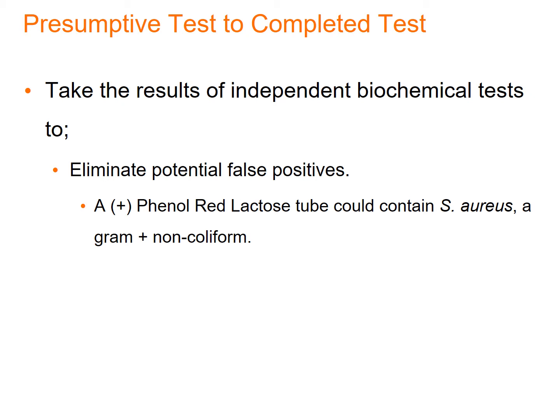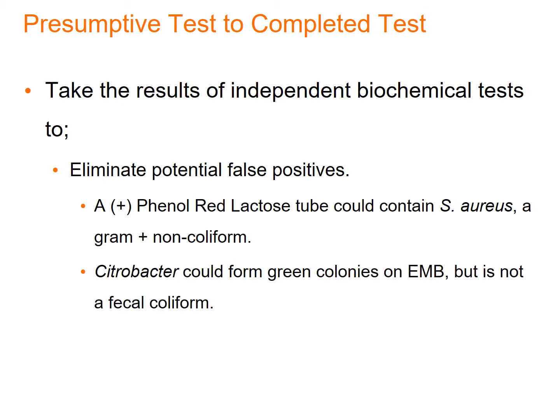We can see another false positive on the EMB plates. Another species of bacteria, or another genus, Citrobacter, can form green colonies on EMB, but it is not a fecal coliform. Both of these have the potential to be found in the environment, which would lead us to false answers if we were simply to look at one of these tests at a time.